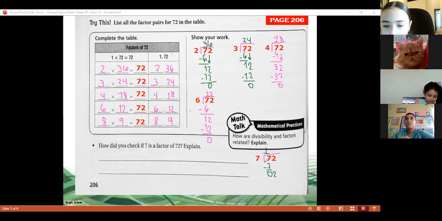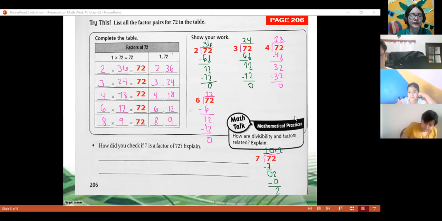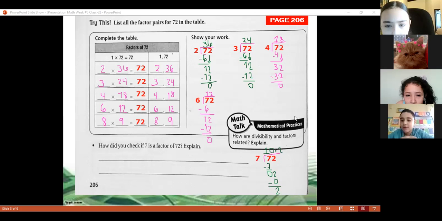2 can be divided by 7? No. So we put a 0 and we say 7 times 0, 0. And 2 minus 0 is 2. And this is what? A remainder. Now, is 7 a factor of 72? Yes? No. No. Excellent.